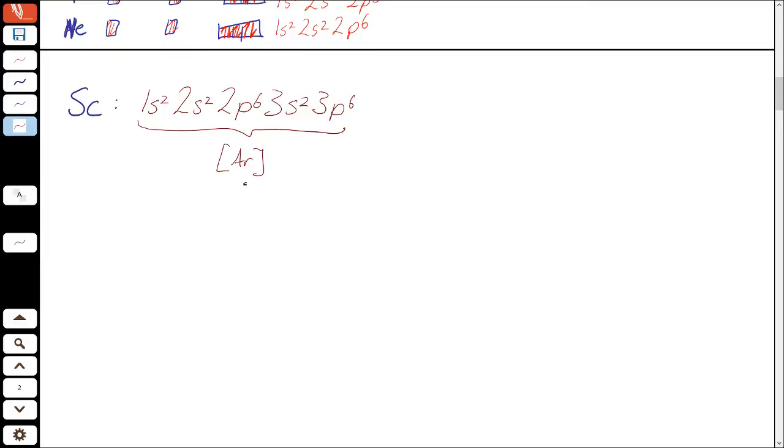But instead, let's look at the periodic table and remind ourselves that after argon, we don't get to the D block, we're actually back to the S block with potassium. So we've got potassium and calcium, which are both S block elements, and that gives us a clue that we actually fill that 4s before filling the 3d. So we're going to go 4s2 and then 3d1 to get to scandium.